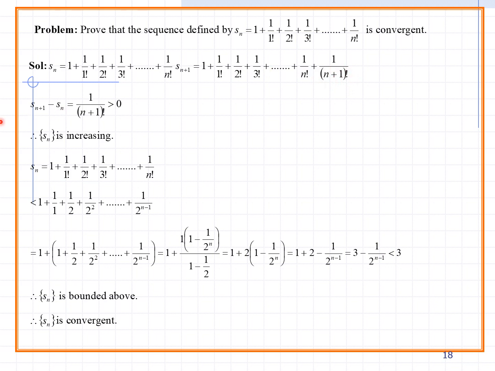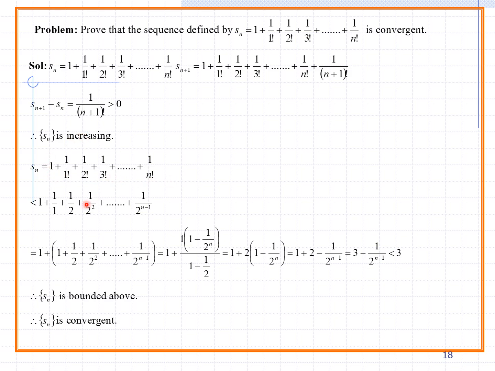Then you can substitute that into Sn plus 1 minus Sn. Finally, up to n factorial is cancelled. You got 1 by n plus 1 factorial. 1 by n plus 1 factorial is a positive value now, so greater than 0. So therefore the sequence Sn is increasing. So what is the given one? Sn is up to 1 by n factorial.